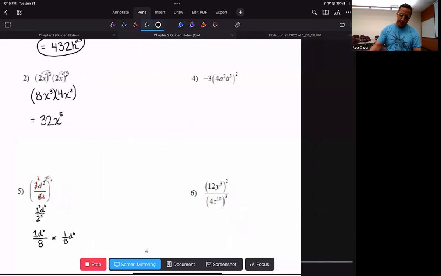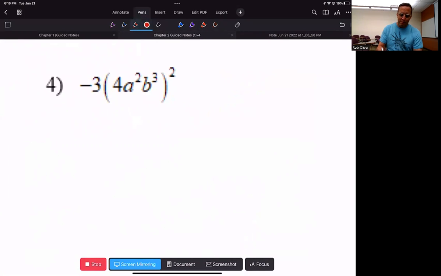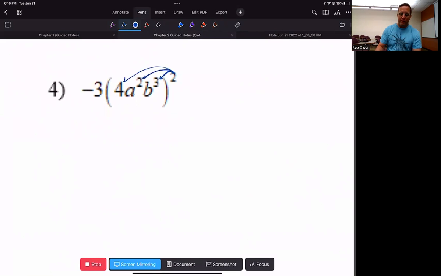All right, kind of going in a weird order here. Let's go to number 4. Number 4, we've got this part right here, which is just, like, begging you to multiply. Like, just multiply it. -3 times 4 is -12. So easy, but we cannot do that first. That's multiplication. We've got to take care of the power first. We've got to apply that squared to everything. So 4 squared, a squared squared. That sounds kind of weird, but a squared squared, and then b cubed squared. Okay, so it's going to apply to 3 different things.